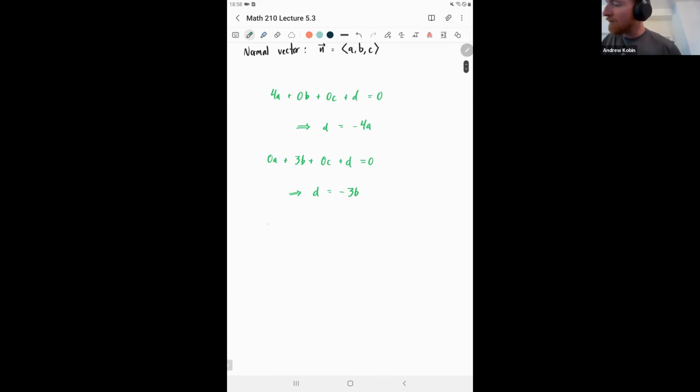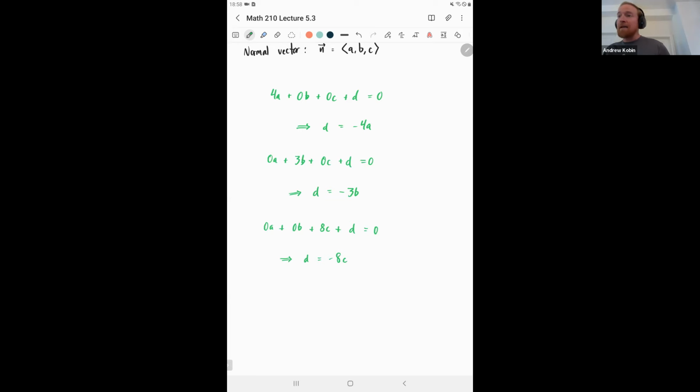So let's do that one now. 0a plus 0b plus 8c. And notice that these 3 intercepts are each giving us different information about the 3 coefficients a, b, and c. So if we solve for d, again, we'll get negative 8 times c. And that's actually all the information we have. Notice that I could choose values for a, b, and c.